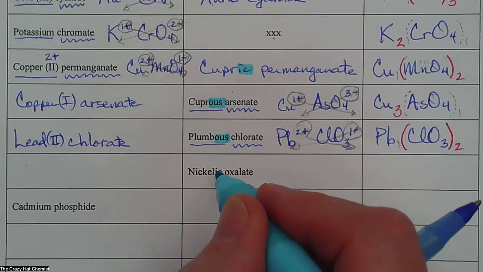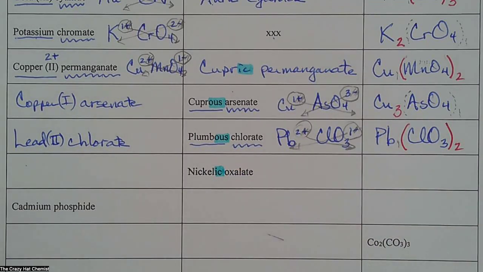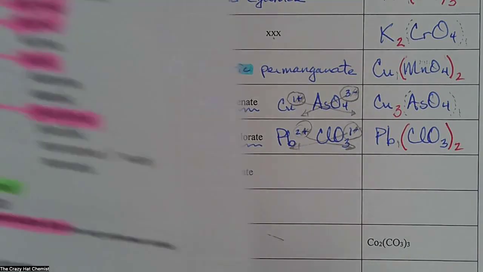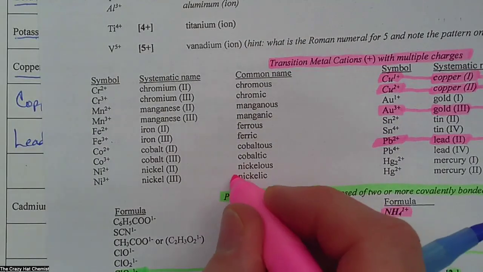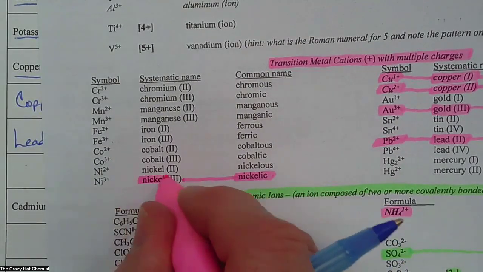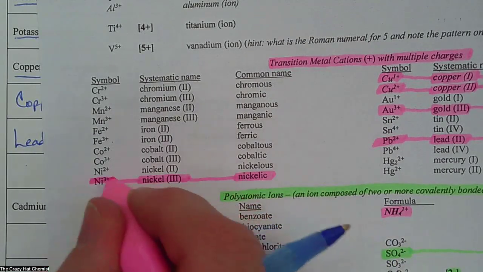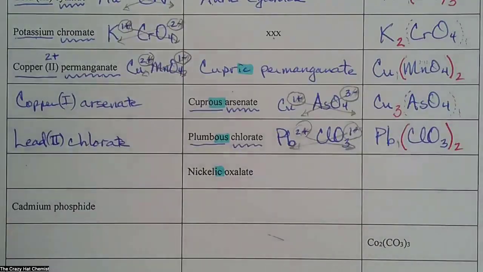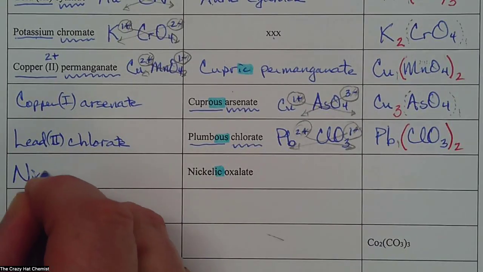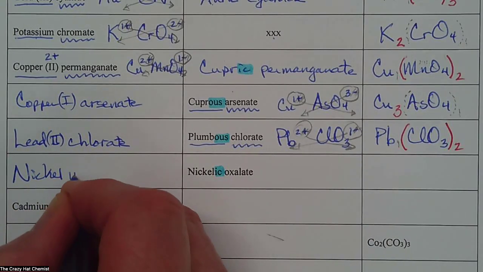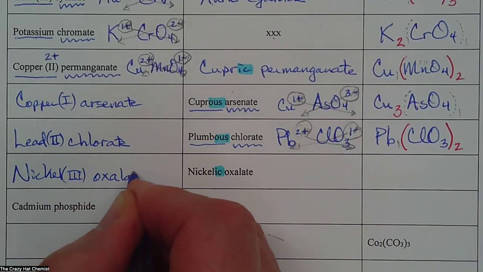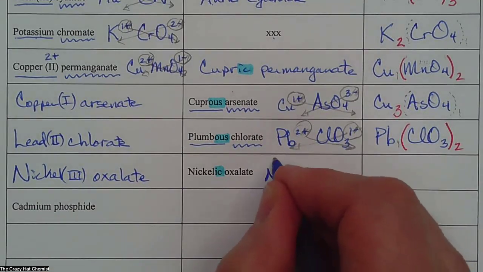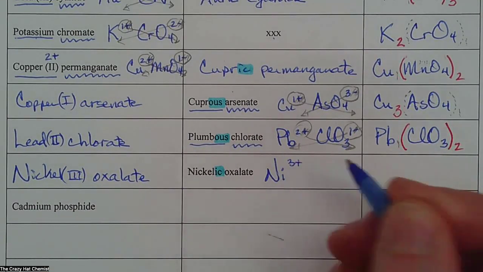Here we go. Nickelic oxalate. So it has an IC ending, so that means it's a transition metal cation. I need to find nickelic. And nickelic is right here. Nickelic corresponds to nickel Roman numeral 3, and that is Ni3+. So we're going to write down nickel Roman numeral 3, and then oxalate. And that is an Ni with a 3 plus for nickelic.